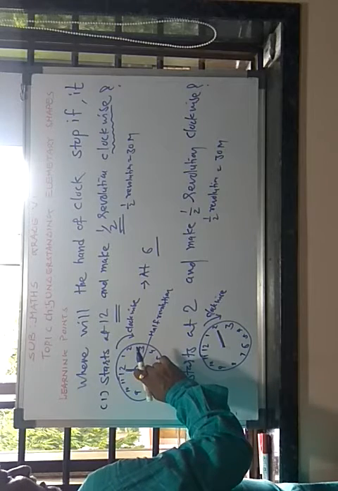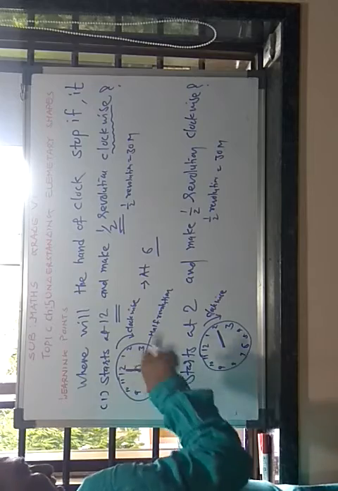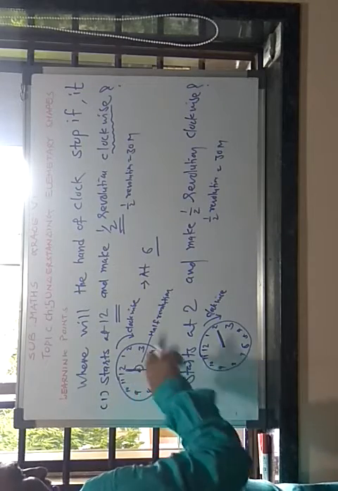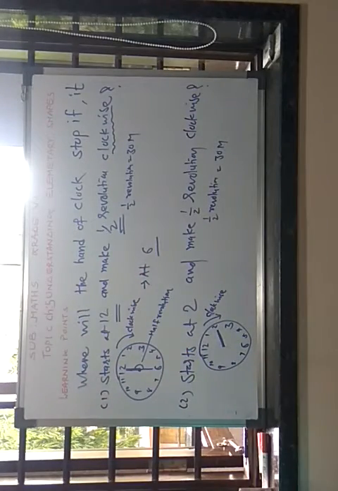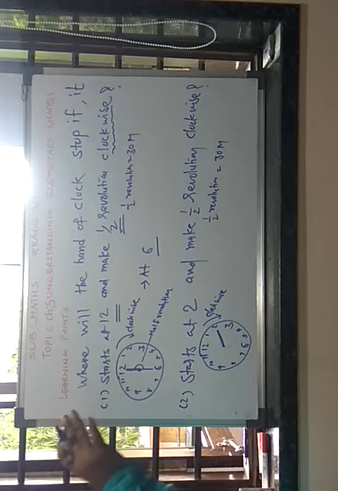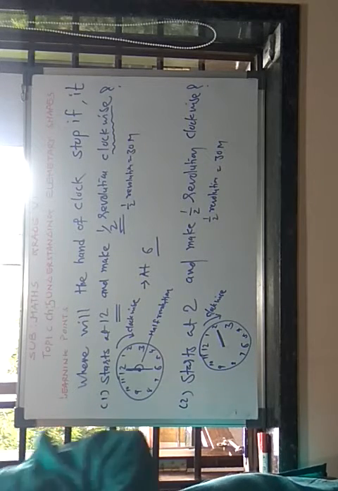This is half rotation, clockwise, starting from 12. Half revolution means 30 minutes. 1/4 revolution means 15 minutes. And as per our table, 3/4 revolution means 45 minutes. And one complete revolution means 60 minutes.